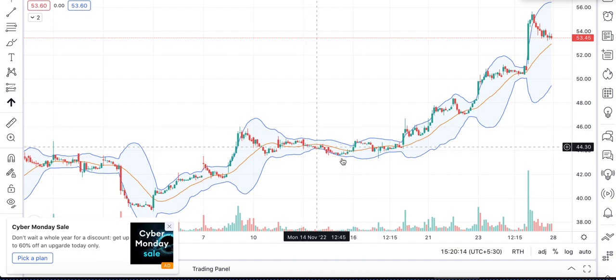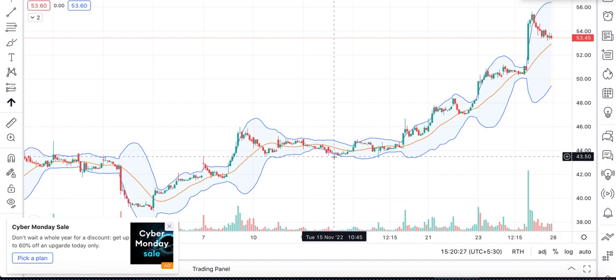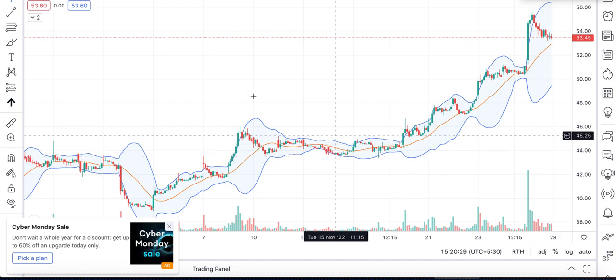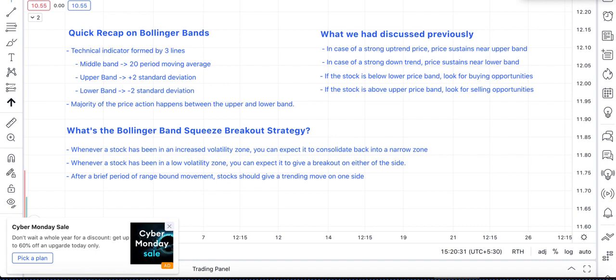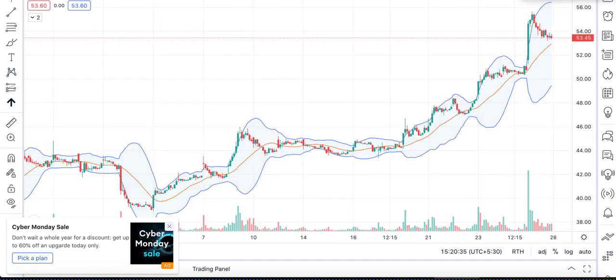The first line, as you can see, is the upper band, this is the mid band and the lower band. The mid band is formed by a 20-period moving average, and the lower band is 2 standard deviations less than that, and the upper band is 2 standard deviations added to that. So this is what basically Bollinger Bands are, and 95% of the price action that you see for any particular stock, you will see happening in this zone.